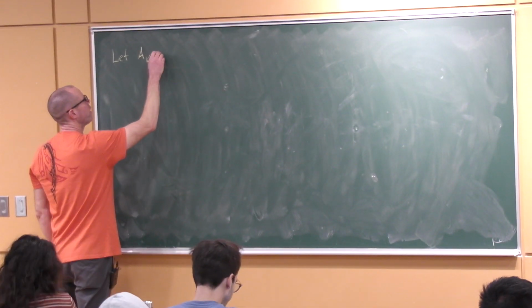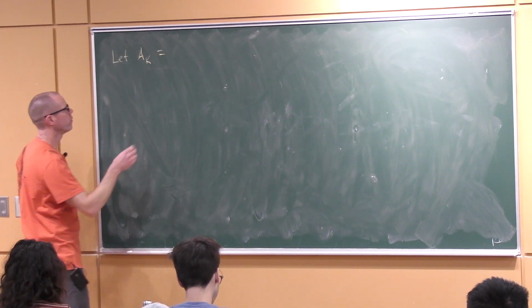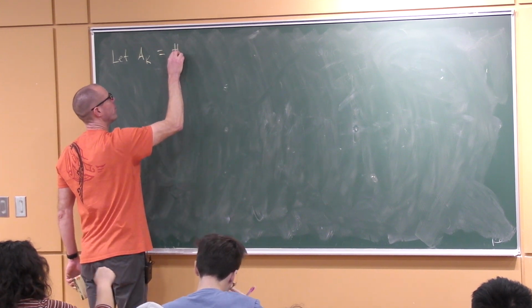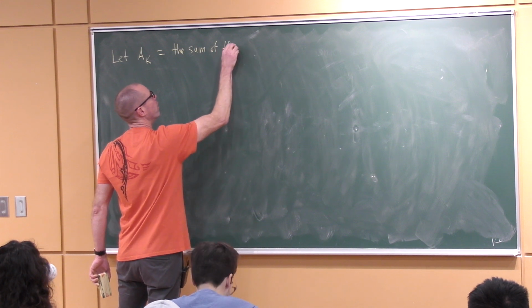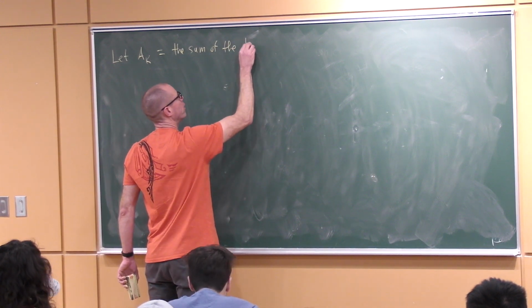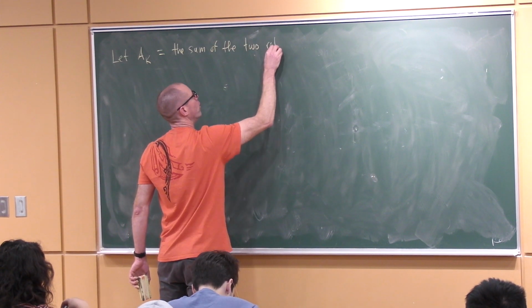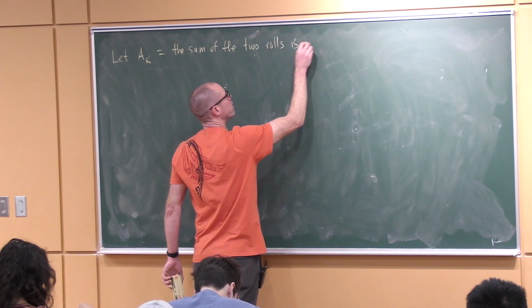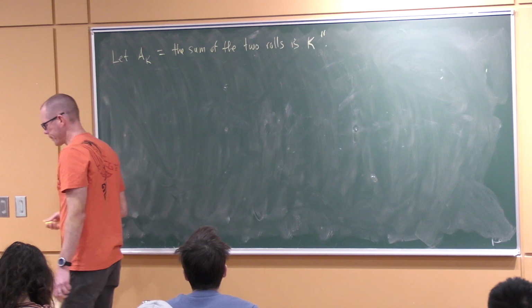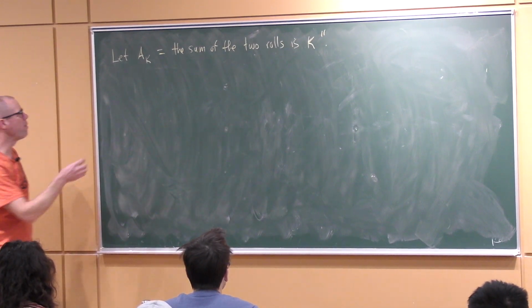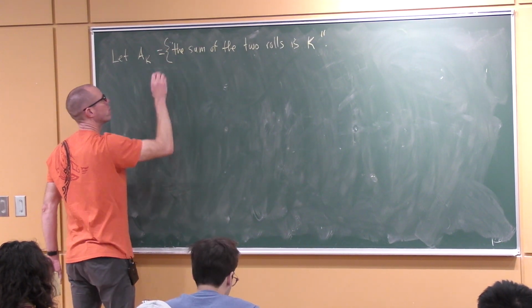So let A_K be the event that the sum of the 2 rolls is K. I'll describe it in this language.